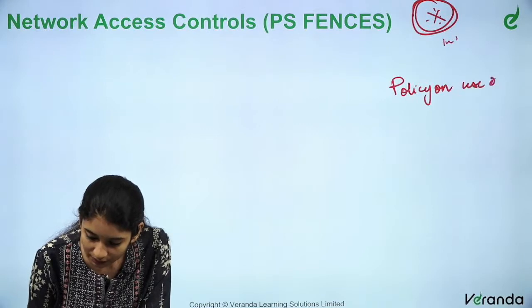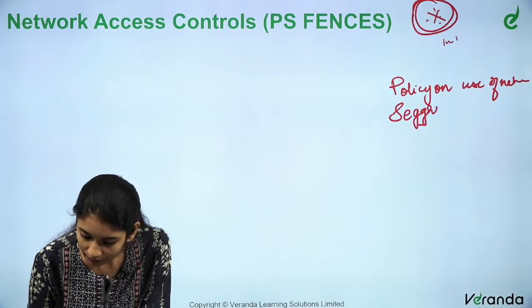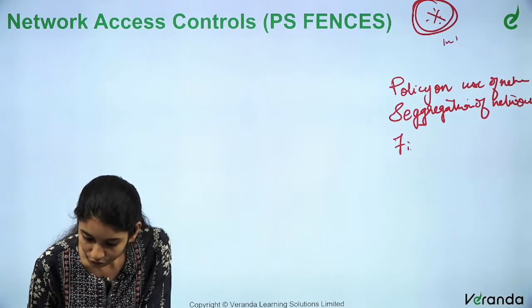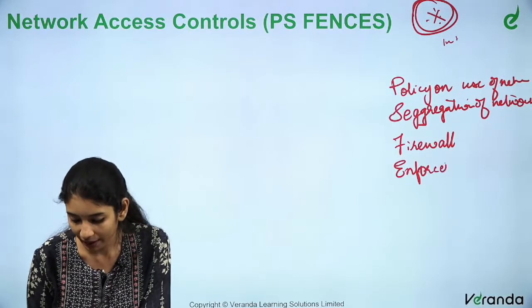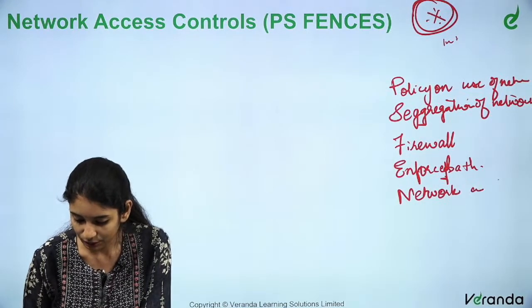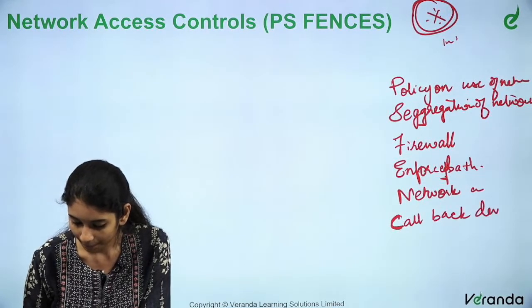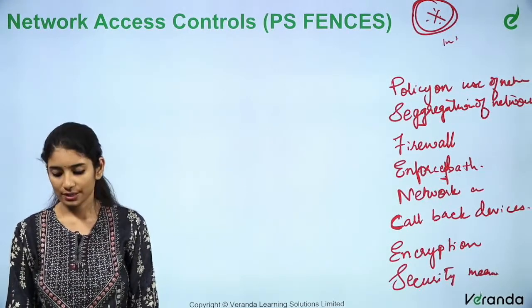Policy on use of network services. S for segregation of networks. F for firewall. E for enforced path. N for network access controls. C is for callback devices. E is for encryption. S is for security measures.